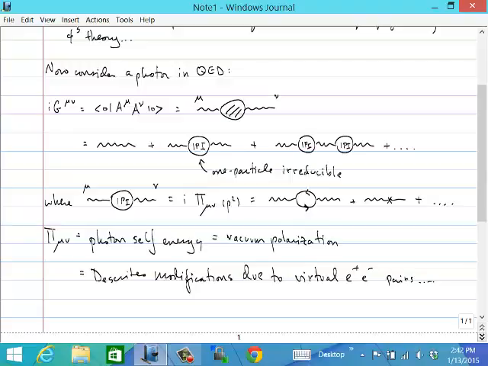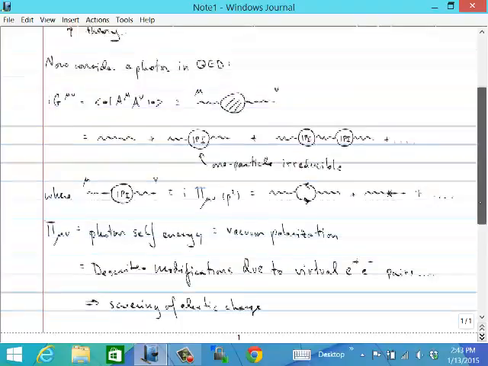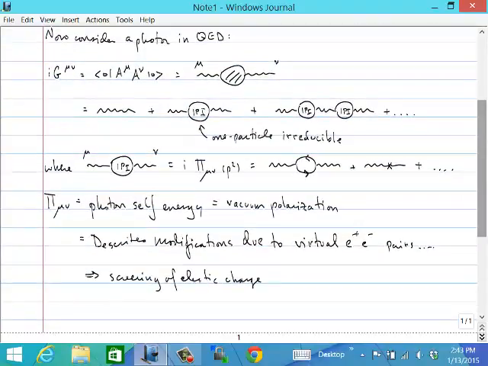And in particular, if you think about it, this quantity pi mu nu is really describing the physics of the screening of electrical charge due to the presence of virtual electron-positron pairs as a function, say, of the distance between two charges. So let me just try and make that statement a little bit more precise.